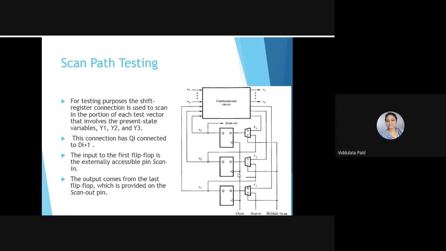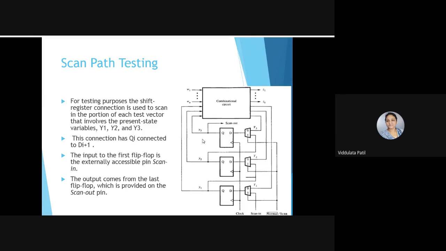Suppose we are applying the signal 0 1 0 1 1 0 0 1 at this scanning input. Now what will happen? We are applying a clock also to these flip-flops. Depending on each rising edge of this clock, this scanning input will get shifted, and at the output what will you get?